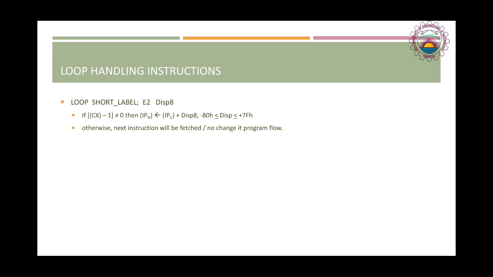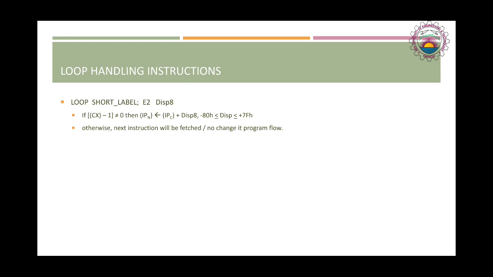Displacement may be lesser than or equal to plus 7F hex in the forward direction. In the reverse direction, from the current location, you may go minus 80h locations. So that is the limit for this type of loop instructions. Loop instructions are used to repeat a piece of code repeatedly. So here you will be having negative displacements, but forward displacements are not desirable for loop instructions.